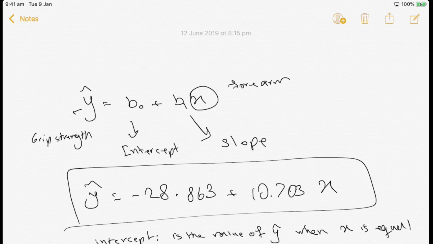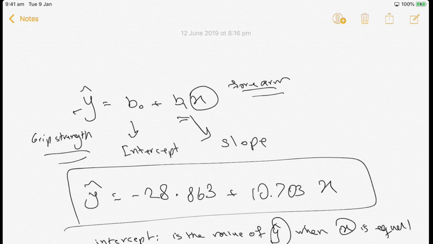Depending on your question, x and y could be different variables, but in this question, x is forearm size and y is grip strength as given in here. That's the intercept. What is the slope? How do you interpret that? A slope, B1, means if we increase x by 1 unit, how much does y increase? That's how you interpret the slope, okay?